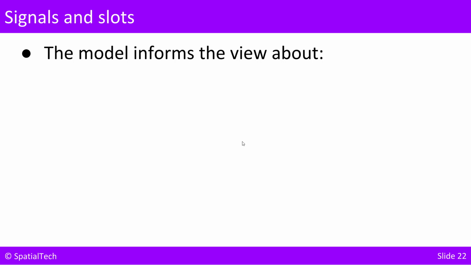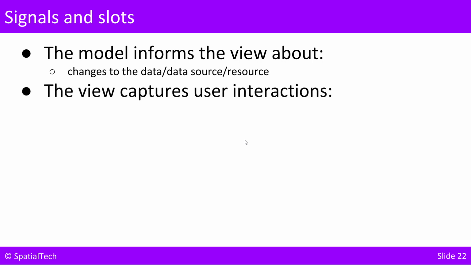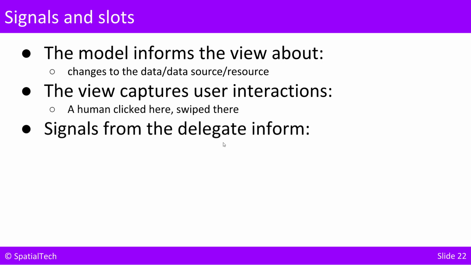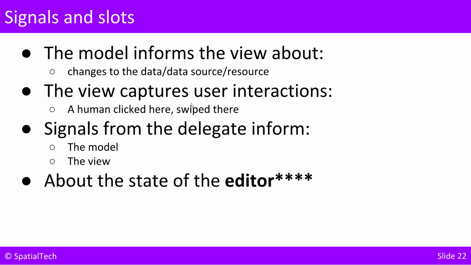So in MVD, the model informs the view about changes to the data and data sources, right? The view captures the user's interactions. A human clicked here, swiped there. Signals from the delegate inform the model, right, and the view. So although they might have fused the view and model together, they put this extra layer on top that will allow you to be a little bit more flexible. And so the signals from the delegate also get involved in the state of the editor.